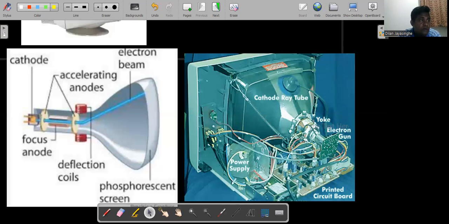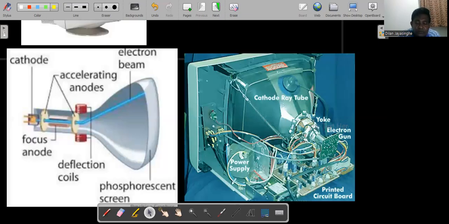It is known as the LCD monitor, right? LCD monitor. Then our next topic is what? LCD monitor. Write down the next topic, LCD monitor.